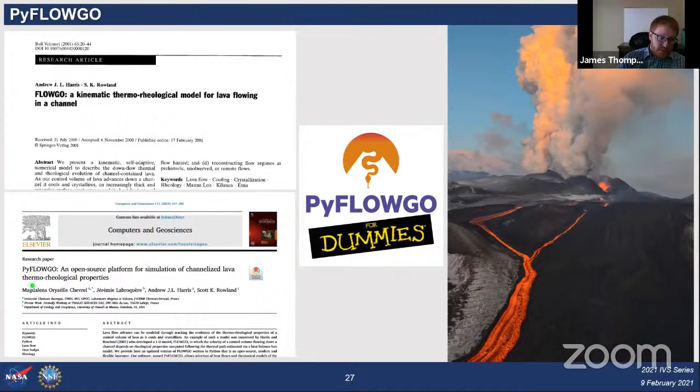Additionally, it was recently updated for Python, which enabled the easy integration of different modules for calculating different parameters. For example, you can put in your own calculation for viscosity or cooling rate or crustal formation or crystallization. And so that enabled the easy adaptation of what I wanted to do, which was change the radiative heat flux model within the entire model.